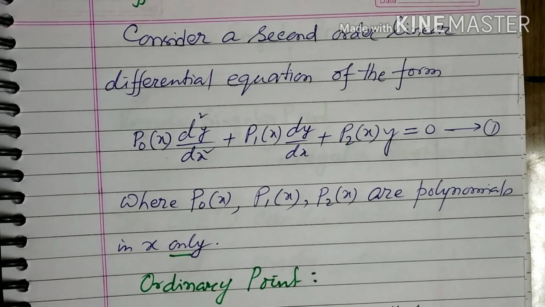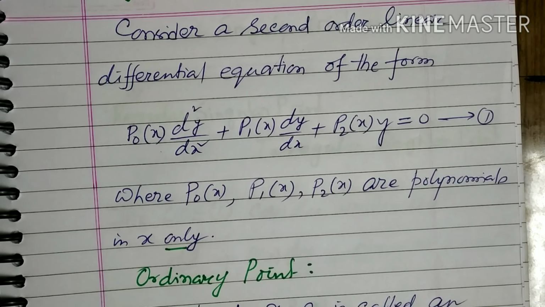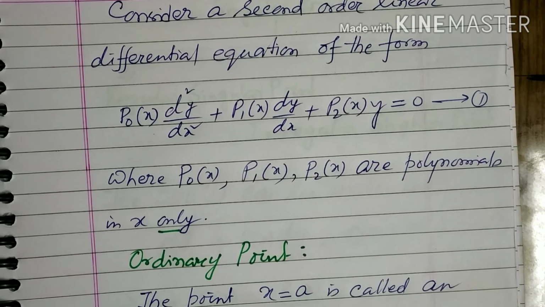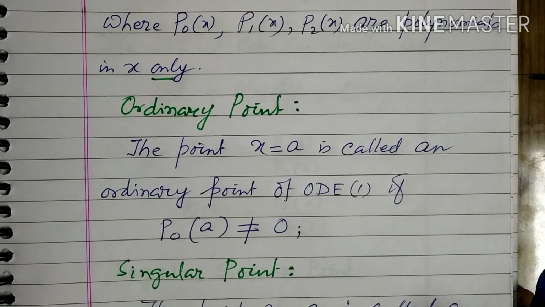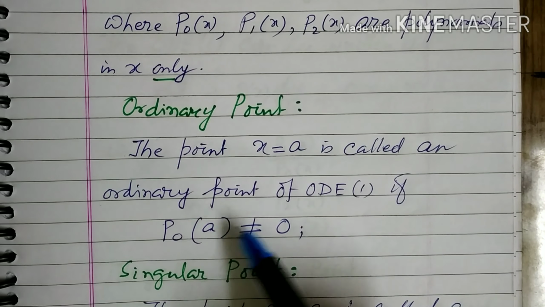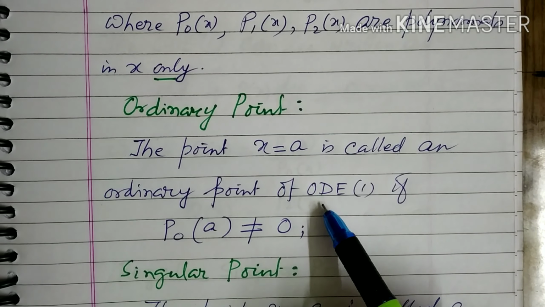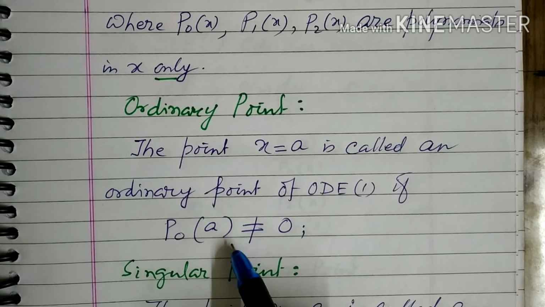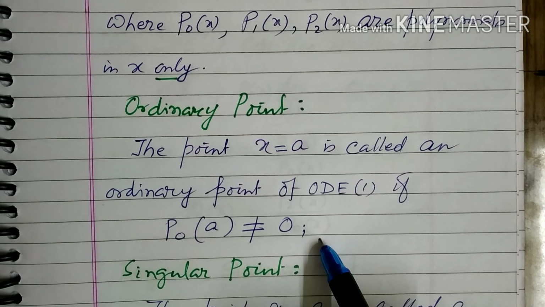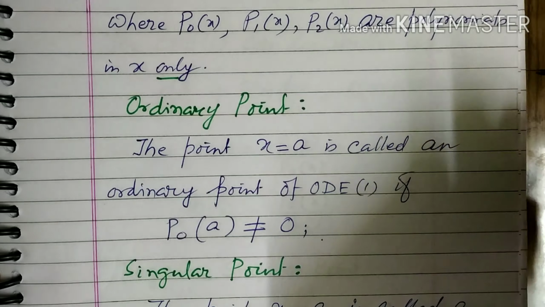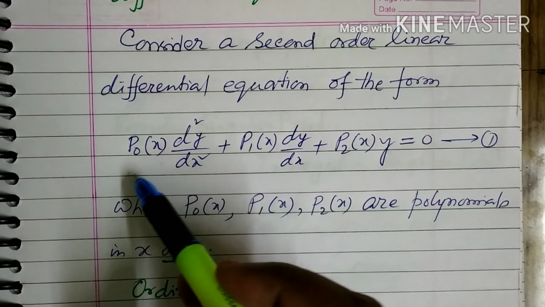Okay, so in this series solution we should know some important terms like ordinary point and singular point. What is ordinary point? The point x equals a is called an ordinary point of ordinary differential equation 1, if p0(a) is not equal to 0. What is p0(x)? p0(x) is the coefficient of the double derivative in the differential equation 1, this one.